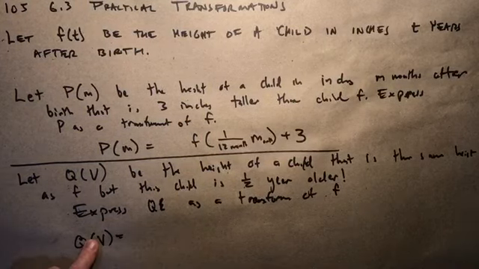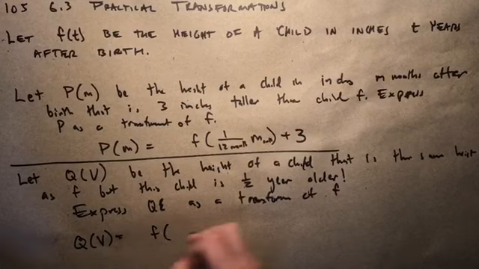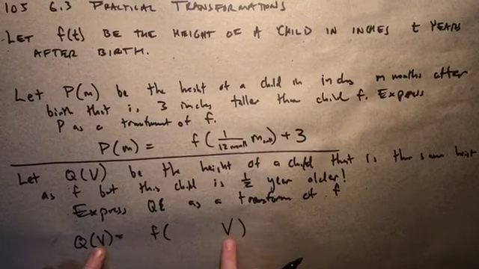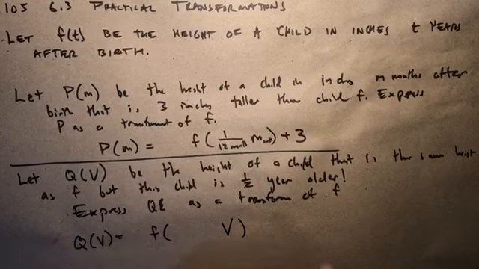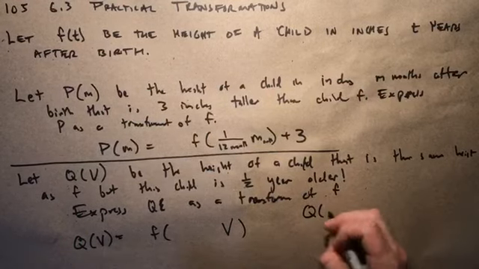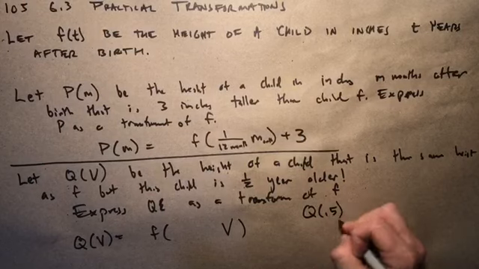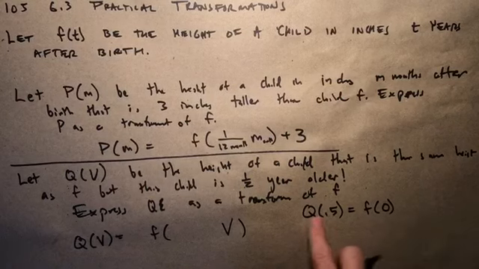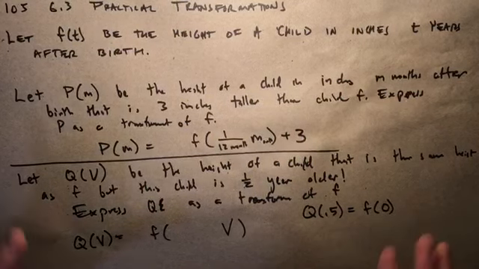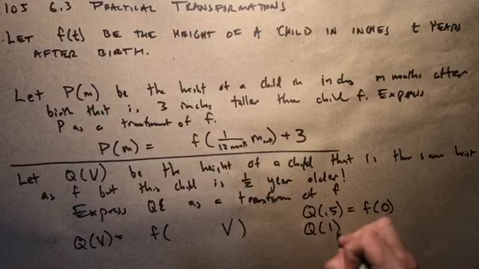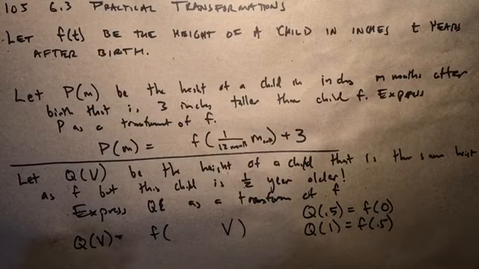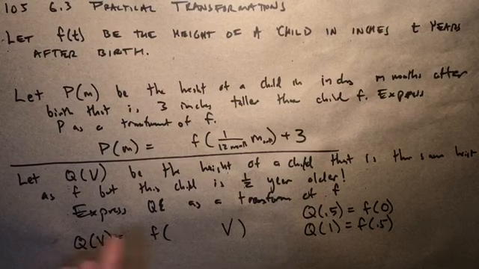V is in years, yeah? And we're going to have F. And if I have a variable here, the exact same variable has to go inside. But what I'm going to do here is make a little table for us: Q of 0.5 is equal to F of 0, because this child is half a year older than that one, yeah? And they're the exact same height. Q of 1 will equal F of 0.5. And I think once I make a couple of these, I can begin to see what the relationship is between the value here and the value here.